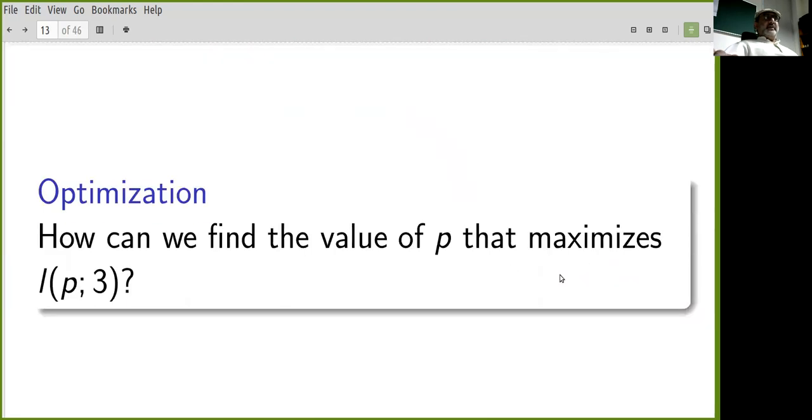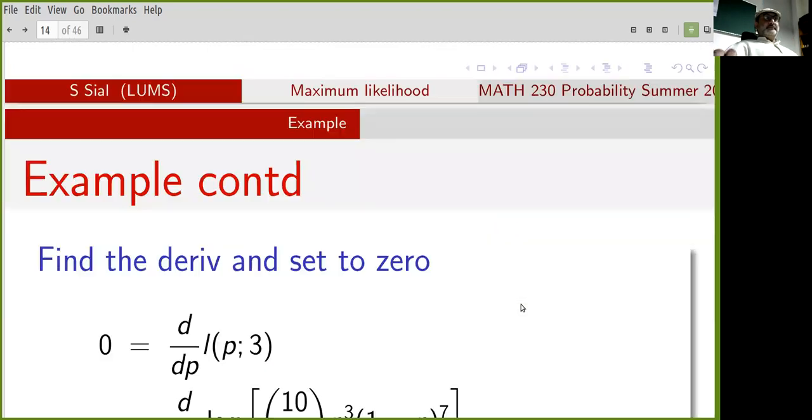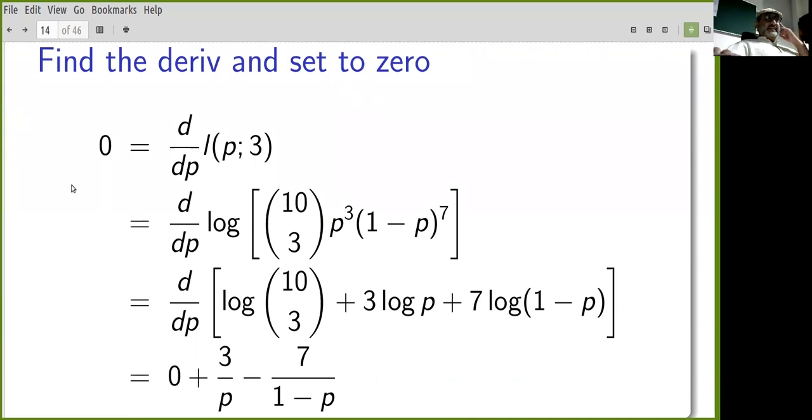So how can we find a value of p that maximizes the log likelihood? Let's write small l of p semicolon 3 for the log likelihood. How can we find the value of p that maximizes the log likelihood? We said we can take the derivative and set it equal to 0. So 0 is equal to the derivative with respect to p of the logarithm of this function.